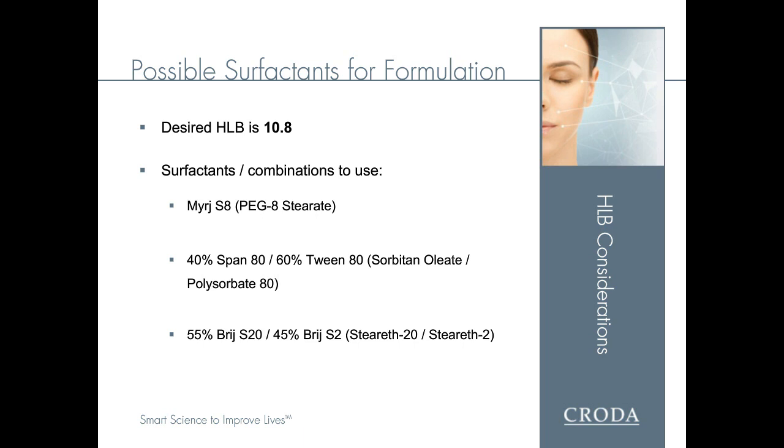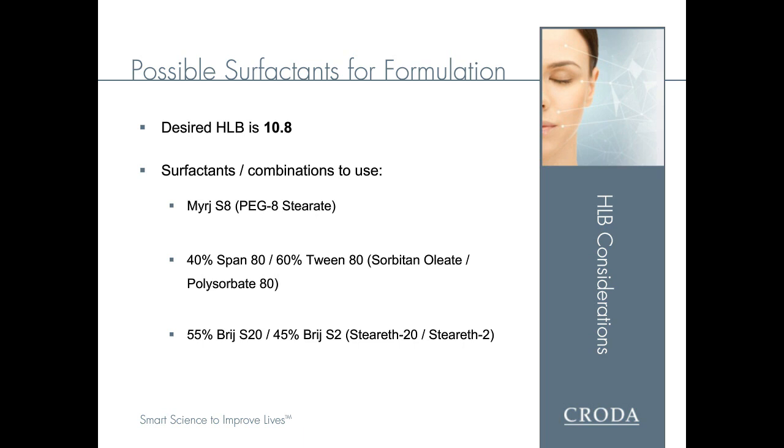Some possible surfactants and combinations to achieve an HLB of 10.8 include 100% Brij S8, PEG 8 stearate, a combination of 40% Span 80 sorbitan oleate and 60% Tween 80 polysorbate 80, or a combination of 55% Brij S20 steareth-20 and 45% Brij S2 steareth-2.